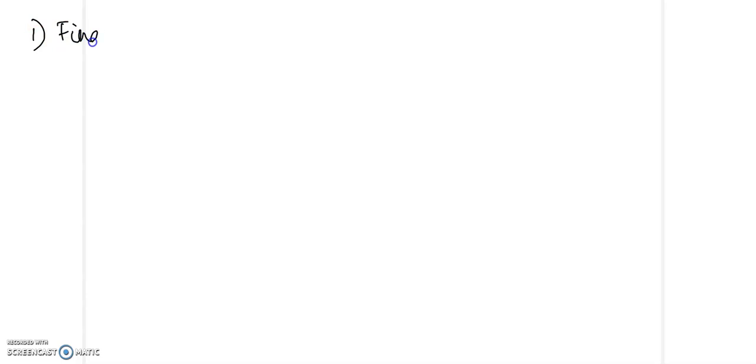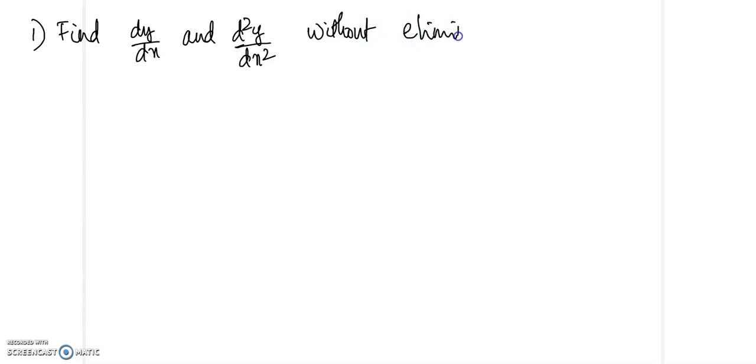Find dy by dx and d square y by dx square without eliminating t. You have already learned this earlier. We are just refreshing that only.